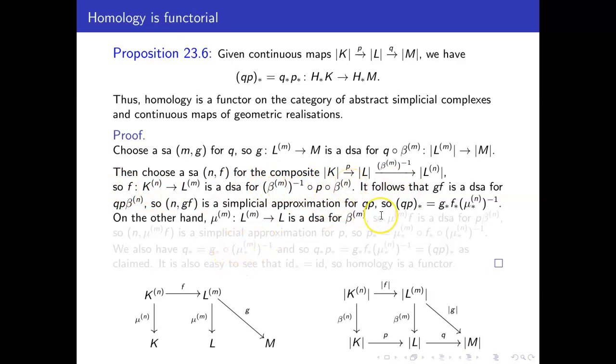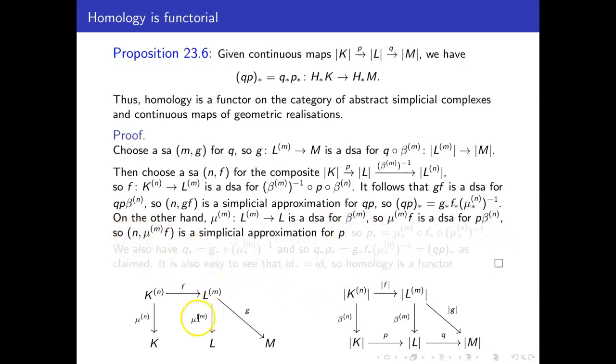Okay, and direct simplicial approximations are compatible with composition. So we take the composite of this with this. That is a direct simplicial approximation for the composite of this with this. But when we compose this with this, then the beta bracket m is going to cancel with the beta bracket m inverse, just leaving P composed with beta bracket n. Okay, so that's our conclusion here. Mu m f is a direct simplicial approximation for P beta bracket n. Okay, and that's by definition the same as saying that the pair n comma mu bracket m f is a simplicial approximation for P.